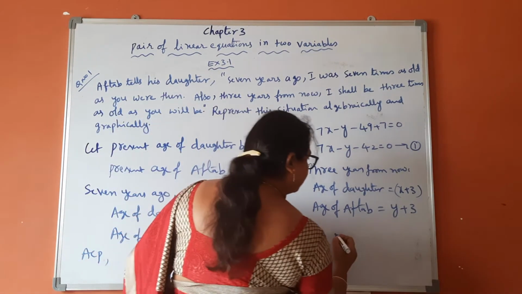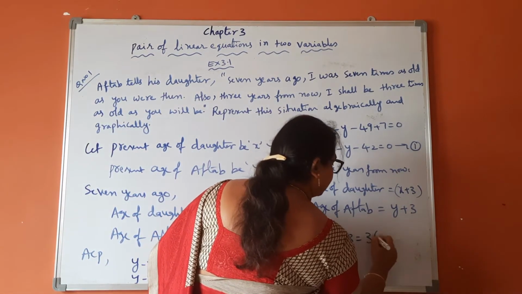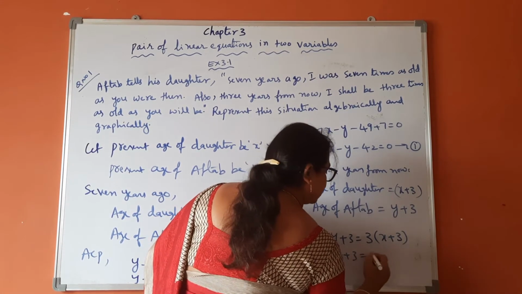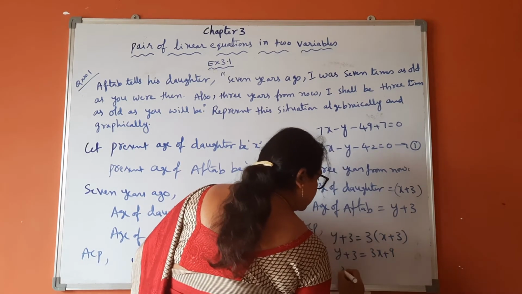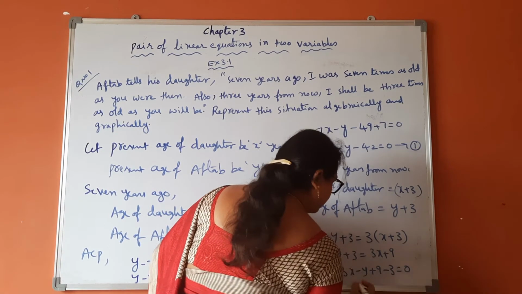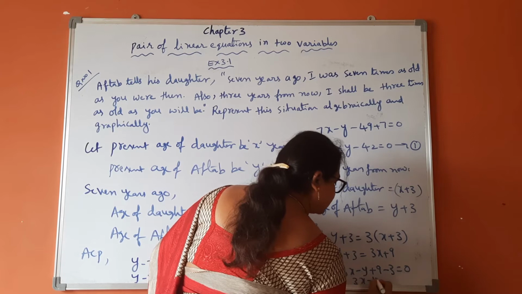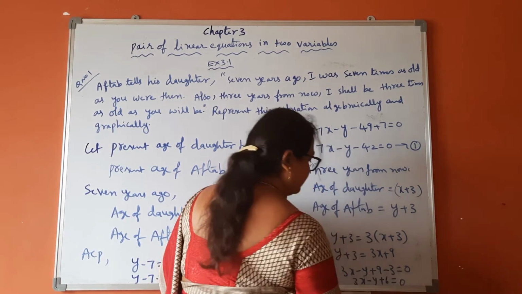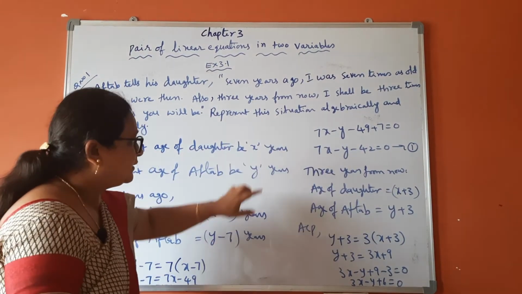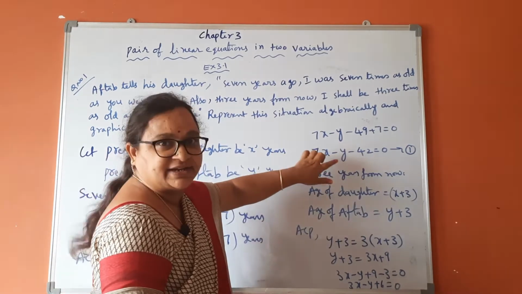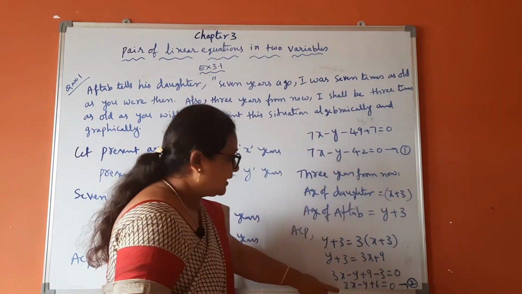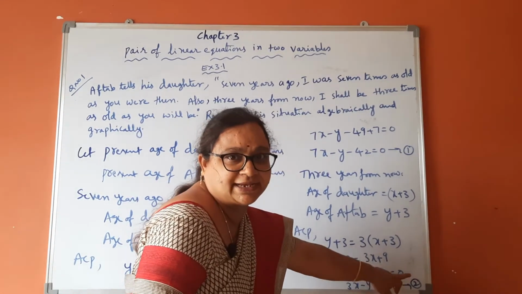So Aftab says after 3 years y plus 3 is equal to 3 times daughter's age, that is x plus 3. So y plus 3 is equal to 3x plus 9. 3x minus y plus 9 minus 3 is equal to 0. That is 3x minus y plus 6 is equal to 0. This is how we represented the situation algebraically. First equation is 7x minus y minus 42 is equal to 0, and 3x minus y plus 6 is equal to 0 is the second equation.